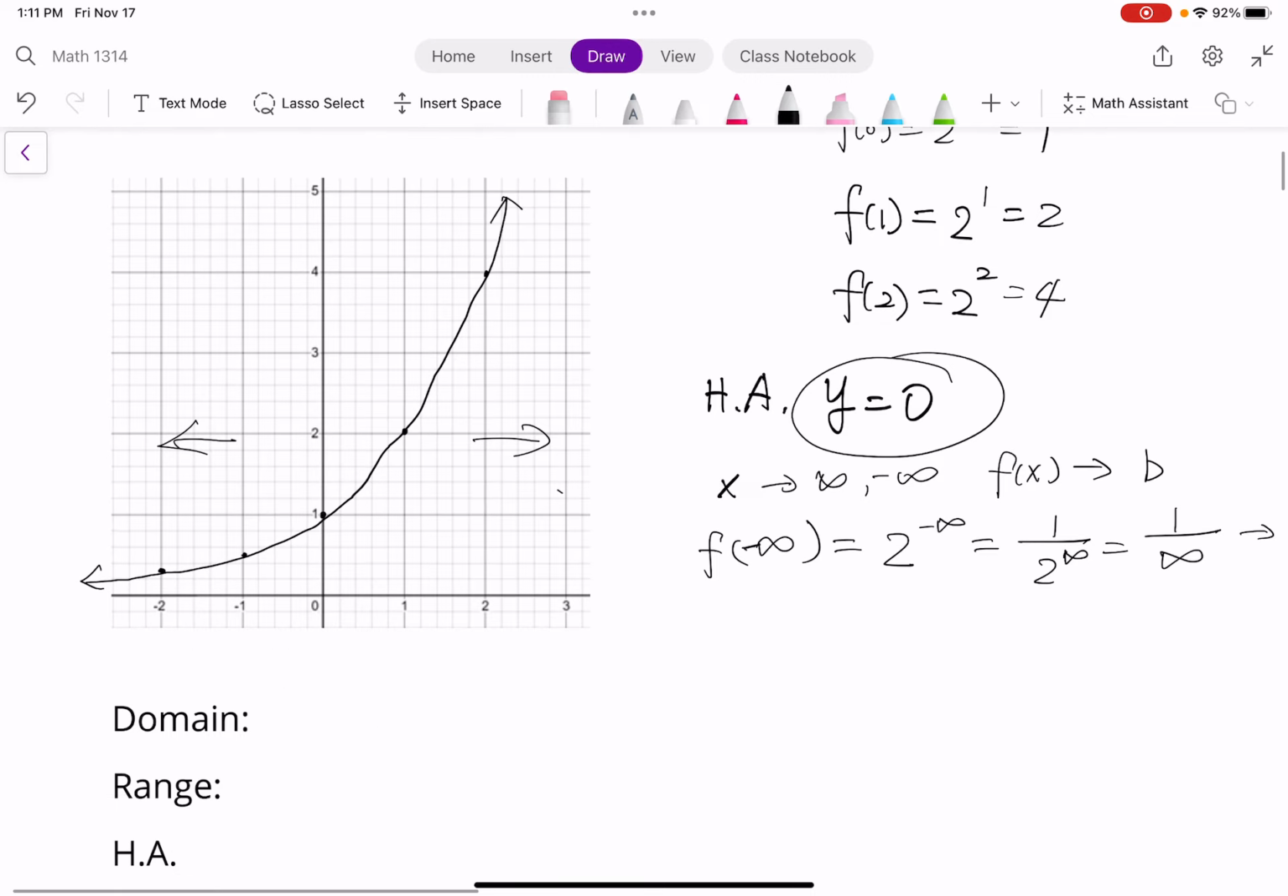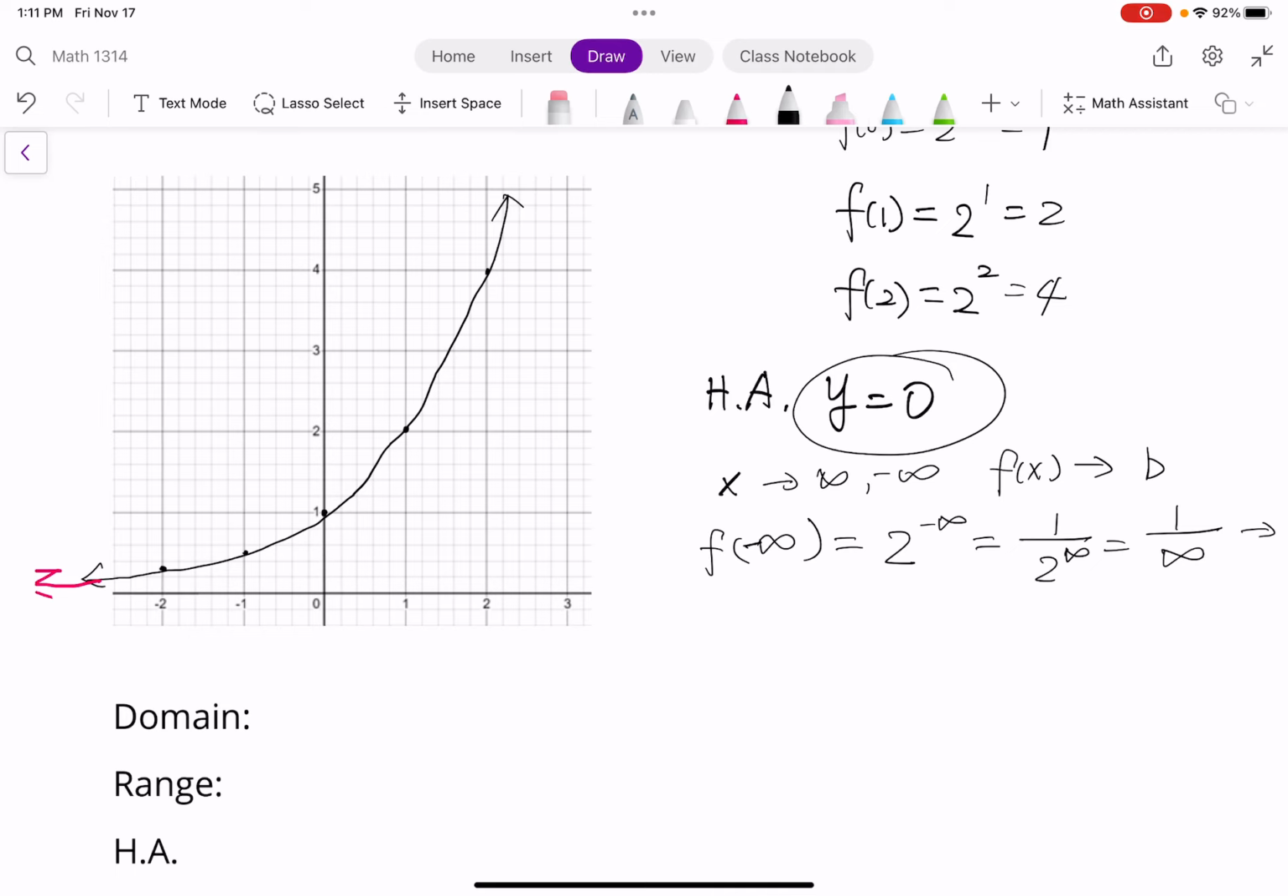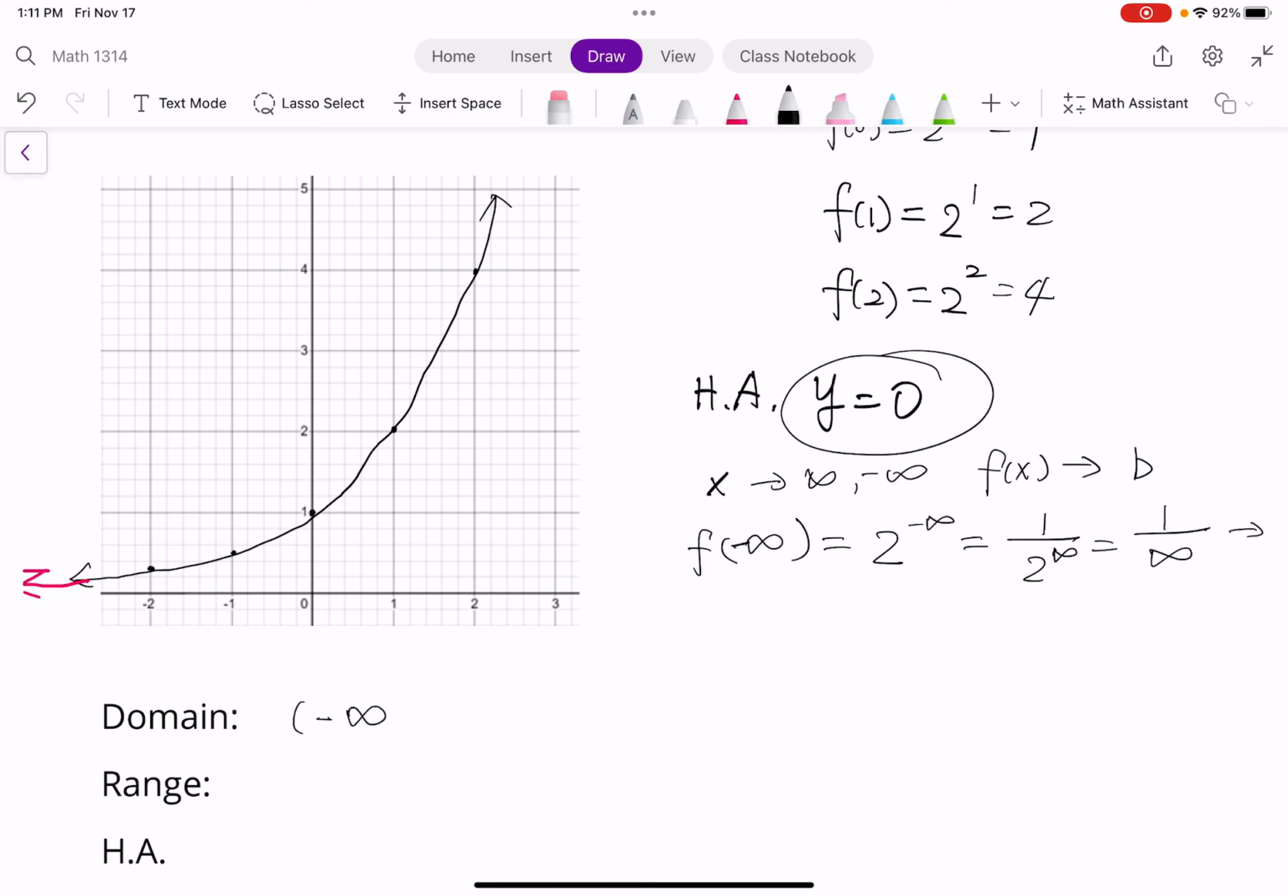So let's decide the domain and the range of the function. Domain means all the x values. Looking at all the x values, I'm looking at the point on the most left. My graph goes all the way to the left, so the smallest x value approaches negative infinity. So my domain is all the x values starting from negative infinity. And on the right-hand side, to the most right, x approaches positive infinity. The domain is all real numbers.